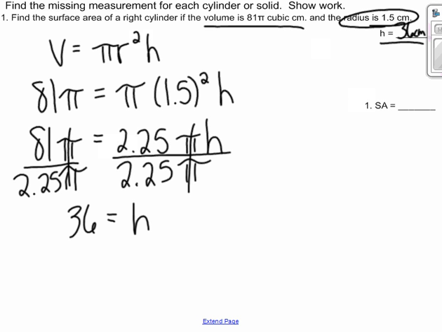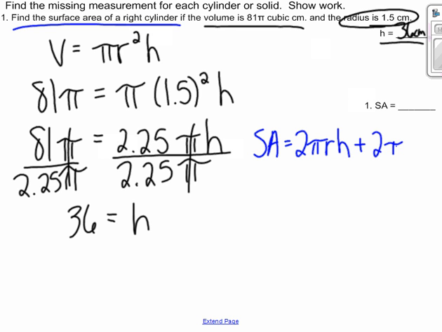Not. I've got to find the surface area. That's the second part of the problem here. So surface area of a right cylinder, everyone remembers the formula, of course, is 2 pi r times height plus 2 pi r squared.